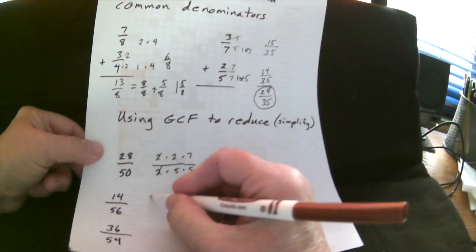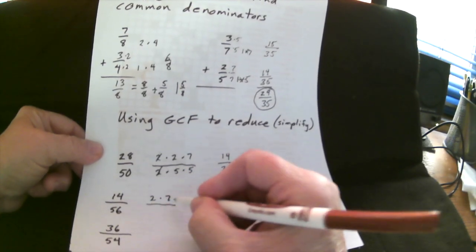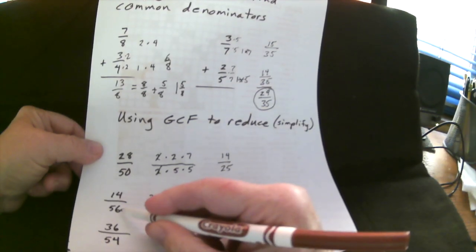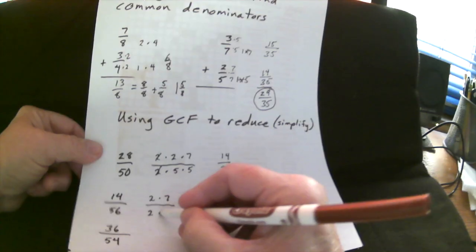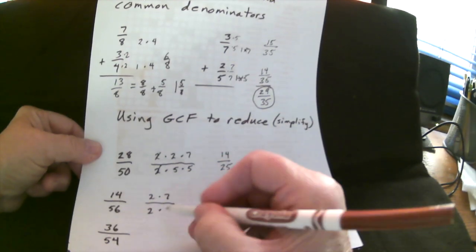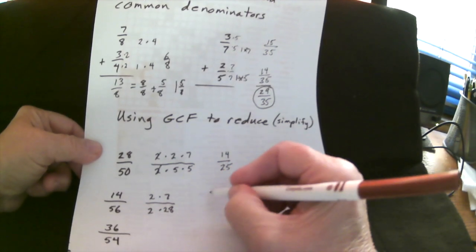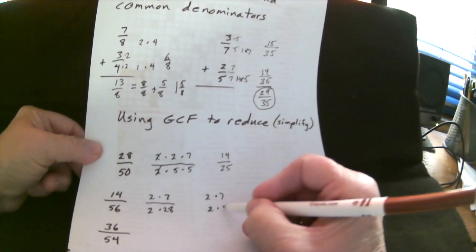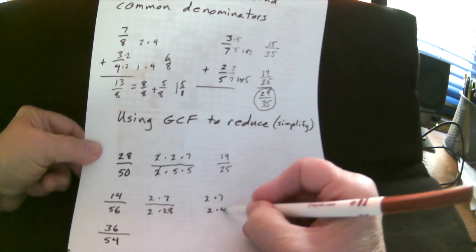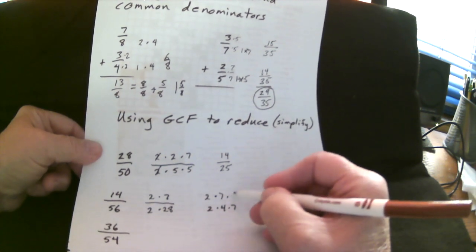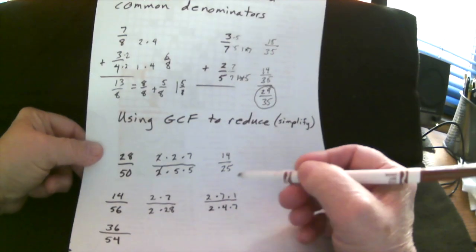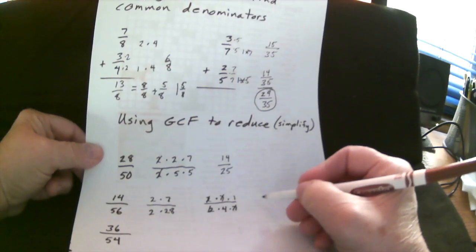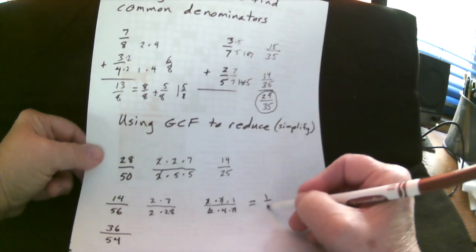14 over 56. 2 times 7. And this is 2 because that's an even number. And 2 into 56 is 28. So that can be 2 times 7 over 2 times 4 times 7. And then I can cancel the 2's and cancel the 7's because those make number 1's. So my answer is 1/4.